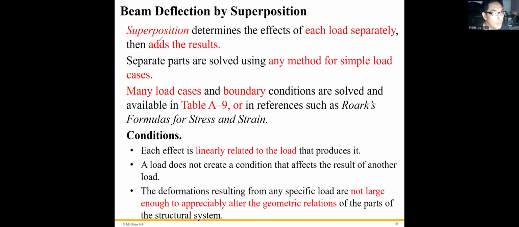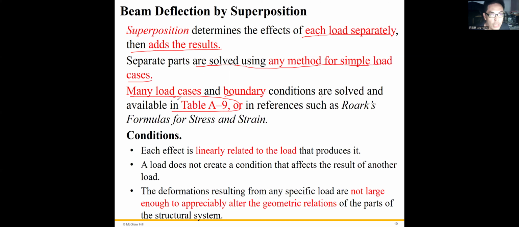Okay, so superposition determines the effect of each load separately, then adds those results. Separate parts are solved using any method for simple load cases. And many load cases and boundary conditions are solved and available in Table 9 of our textbook.